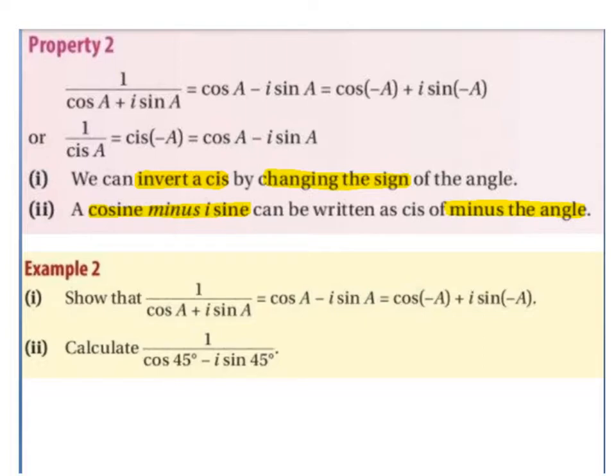Example 2. Show that 1 over cos A plus I sine A is equal to cos A minus I sine A, which is equal to cos minus A plus I sine minus A. And part 2, calculate 1 over cos 45 degrees minus I sine 45 degrees. So what we want to do is basically prove property 2.